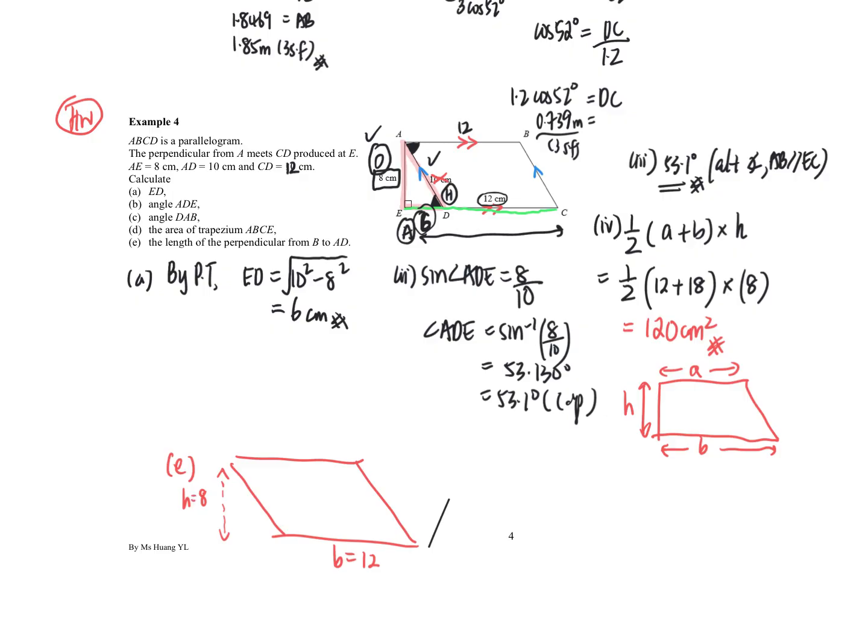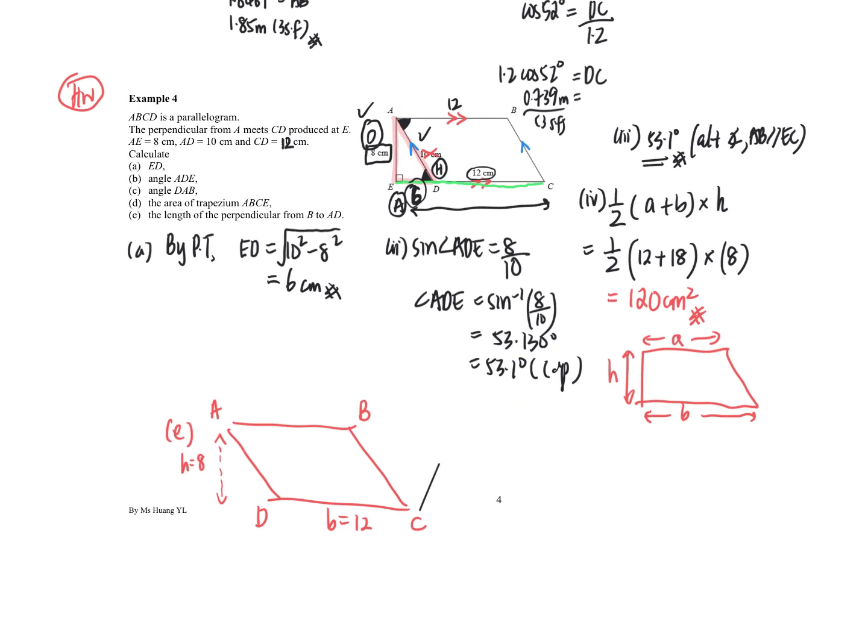Okay, do you all remember the parallelogram's formula? How to find the area of a parallelogram? Same as a square, or rather a rectangle: base times perpendicular height, right? So to find the area of this parallelogram, I will use base times the perpendicular height, 8. So in this case it is 96.